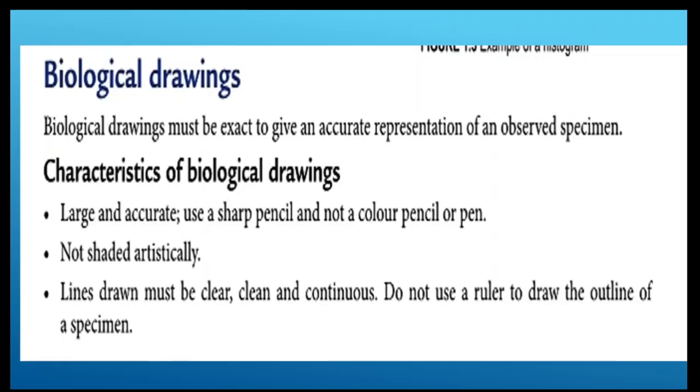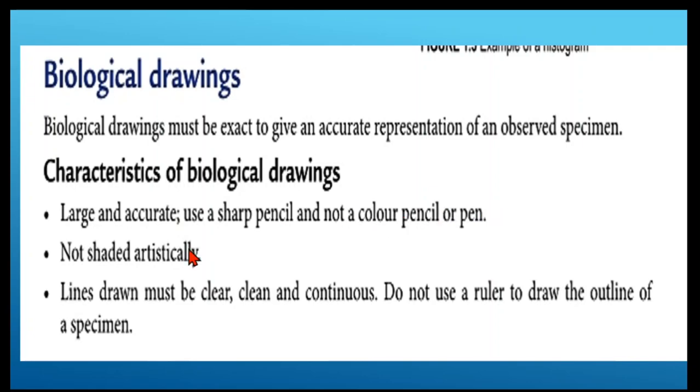Next one is biological drawing. Biological drawing must be exact to give an accurate representation of an observed specimen. Characteristic: large and accurate. Use a sharp pencil and not a color pencil or pen. So the drawing must be large, not small. Large and accurate, and use a pencil that is sharp.